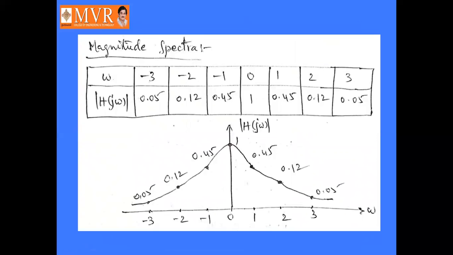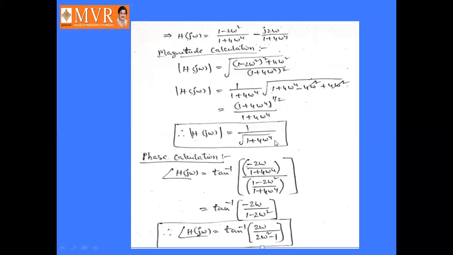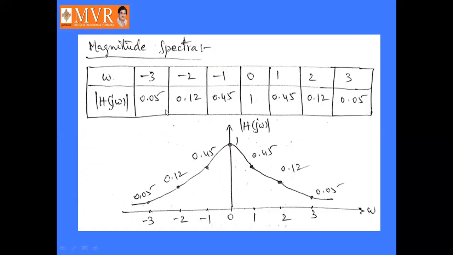Okay, for this we have to draw the magnitude and phase spectrums. So for the magnitude spectrum, taking the omega values as minus 3, minus 2, minus 1, 0, 1 to 3, for these values substitute the omega value in this expression so that the mod H of j omega will become 0.05, 0.1 to 0.25, 1, 0.45, 0.1 to 0.05, so that the magnitude plot of mod H of j omega versus omega will be like this. By drawing the magnitude plot, it will be like this.